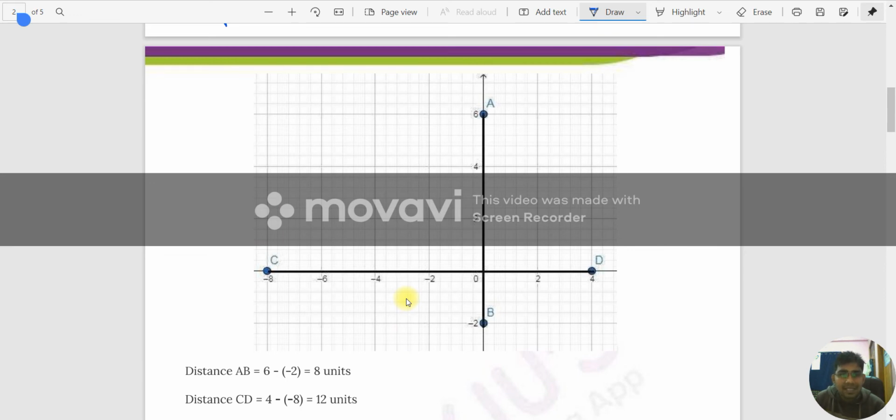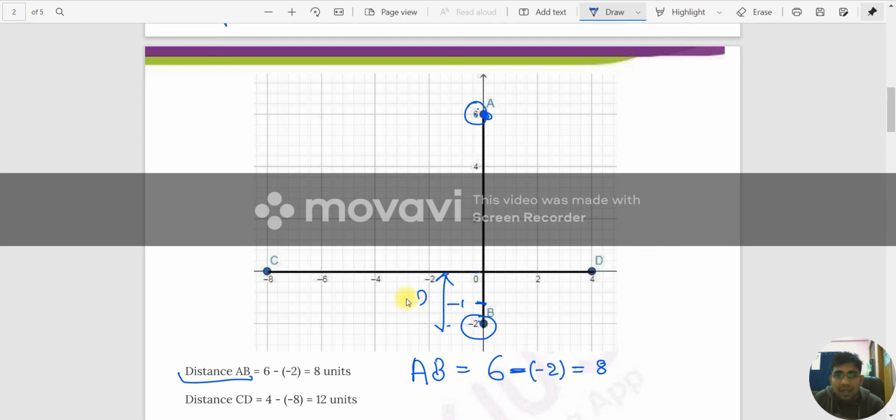Suppose we have to find the distance AB. A point is here 6 and B point is here minus 2. To find the distance between A and B, we subtract the coordinates: 6 minus the bracket of minus 2, and the distance is 8. We can also check here: if we move from minus 2 to plus 6, we move 1 unit to minus 1, then 1 again to 0, so 2 units here and 6 units here. So the distance is 6 plus 2, which is 8, correct?